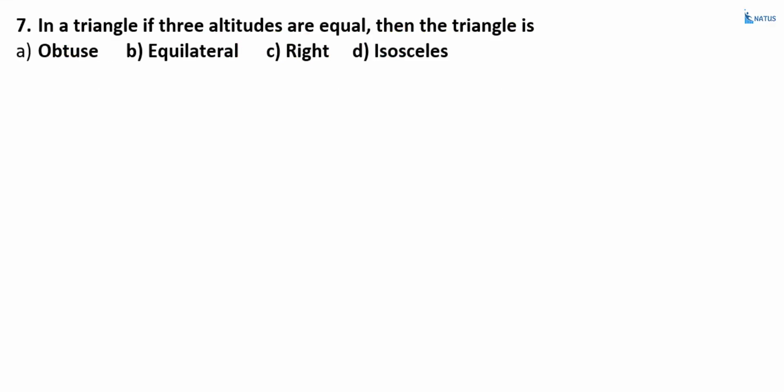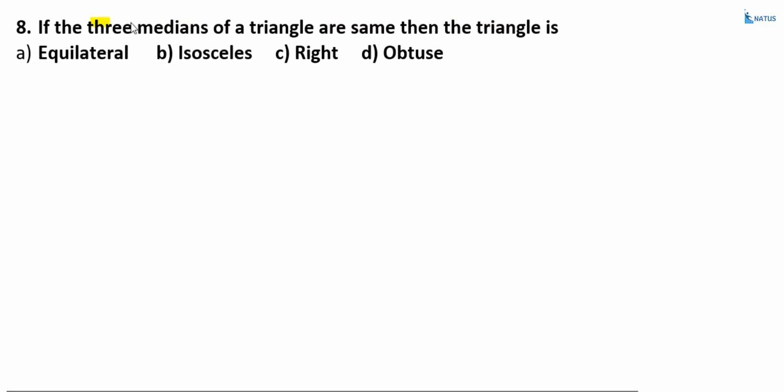Seventh one, in a triangle, if three altitudes are equal, then the triangle is? Already we discussed this in the previous example. If three medians are equal, that is an equilateral triangle. If three perpendicular bisectors are equal, then that is an equilateral triangle. If three altitudes are equal, that is an equilateral triangle. So what is the answer? Option B is the correct answer. If the three medians of a triangle are the same, then the triangle is obviously an equilateral triangle. Don't forget.